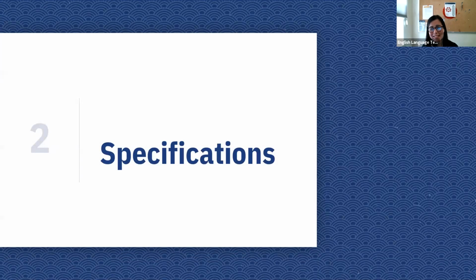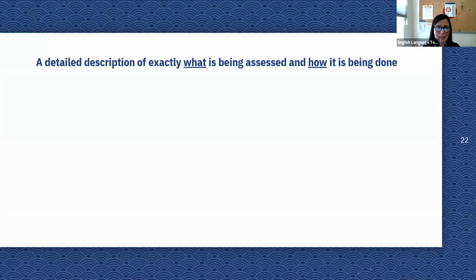A lot of times when we see the word specifications, a lot of people are afraid of them. It's often used for more standardized tests when you're creating different versions of a test. It's very important to have specifications, but I would argue that it's also important to at least have mental specifications of what you are writing for your test, your classroom assessment, right? What you are assessing and how you're going to go about it.